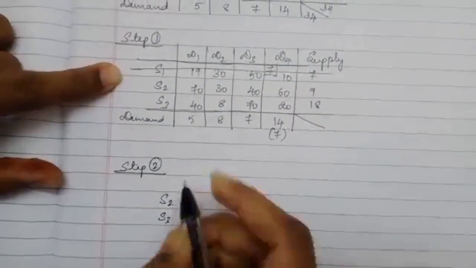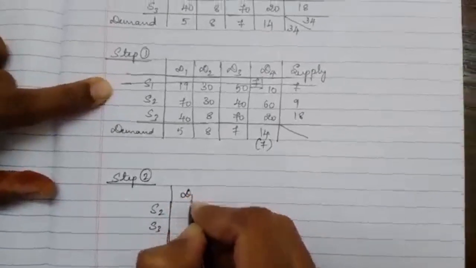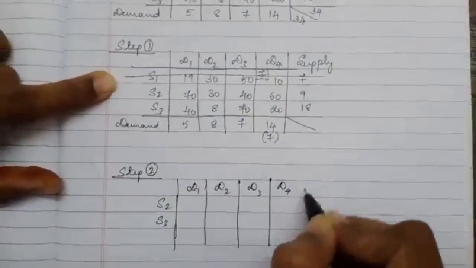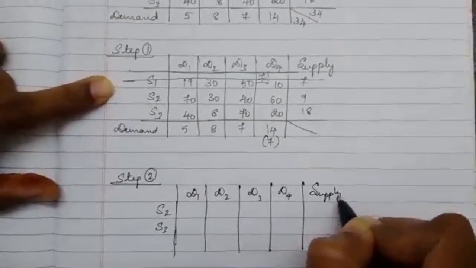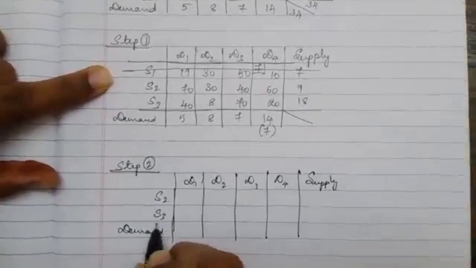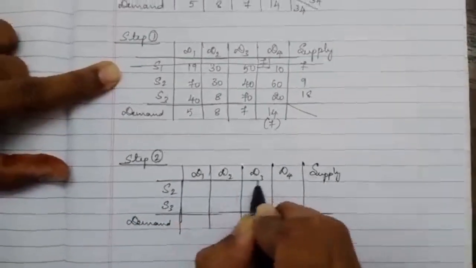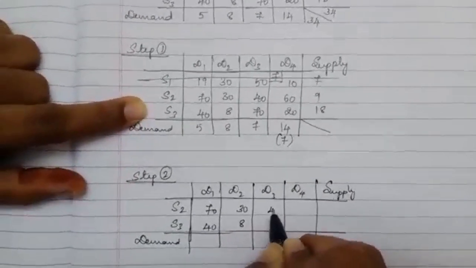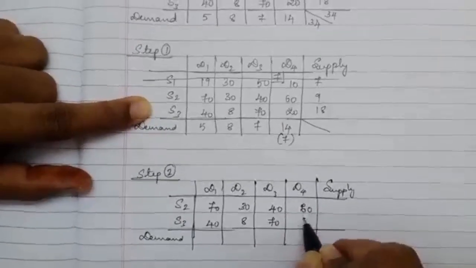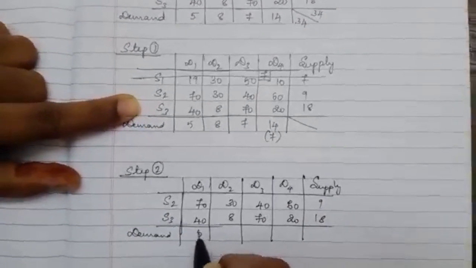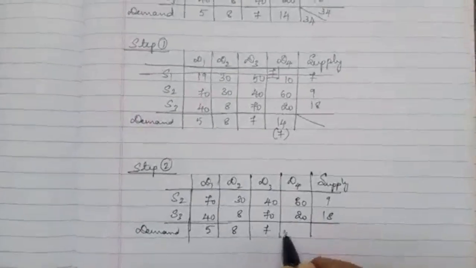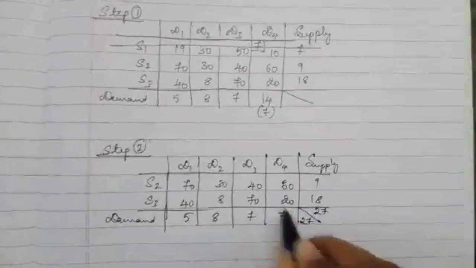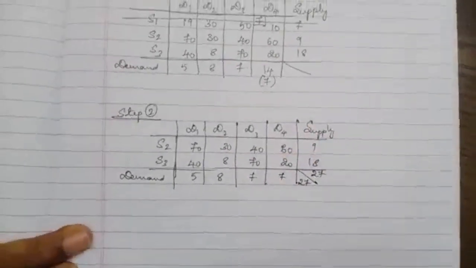I am left with S2, S3 and all the destinations, D4, supply, demand. I'm just copying down the remaining elements: 5, 8, 7 and 7, which is 27 and 27. Now it is balanced, so we have copied down the elements properly.